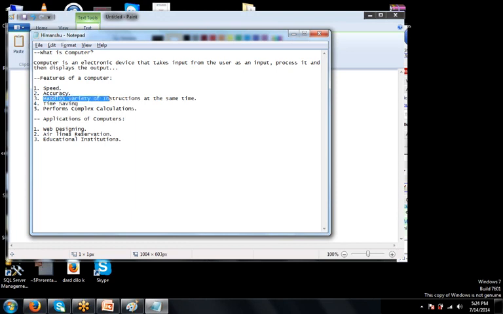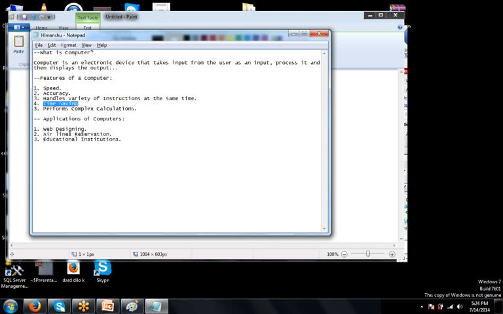Then the third one is that a computer handles a variety of instructions at the same time. More than one application or instruction is handled by the computer at the same time. For example, we can use the internet, the notepad, and MS Word at the same time. And then there is time saving. We can save our time with the help of a computer because it performs calculations at a very fast speed.